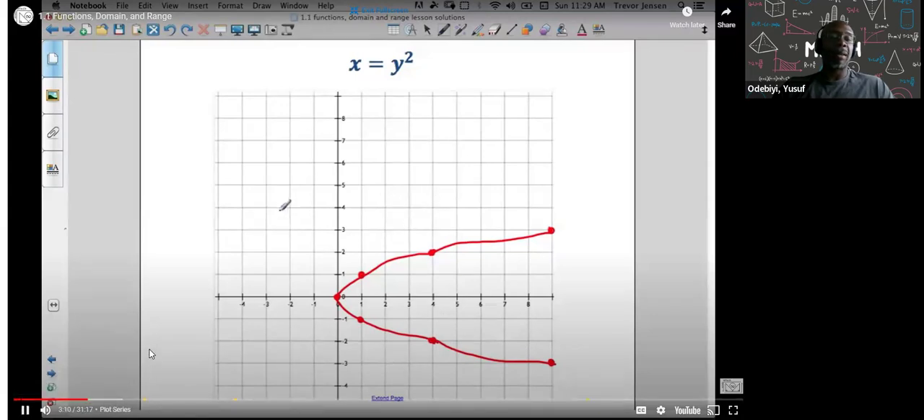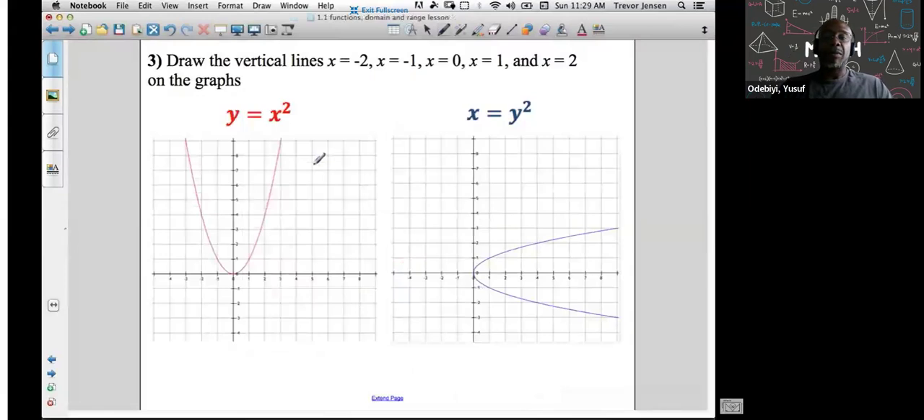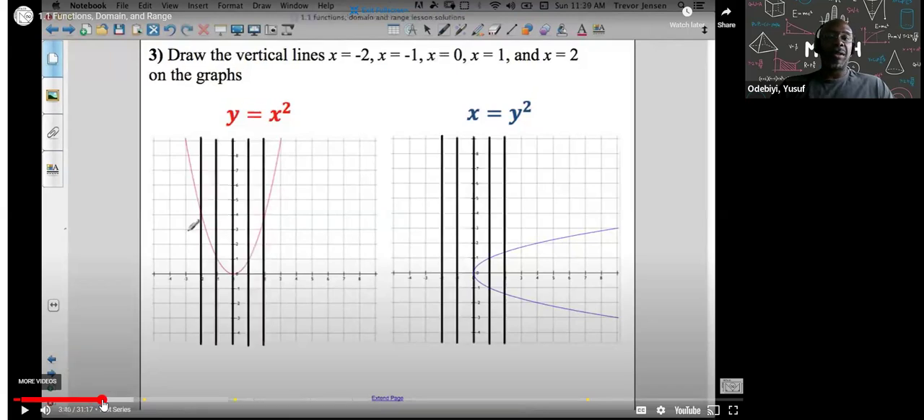I'm going to use what's called the vertical line test. Just to introduce you to the vertical line test, what we're going to do is draw vertical lines through x equals -2. He's going to draw a vertical line. If you draw a vertical line through here, you're only going to get one x value and y value. Over here, you're going to have an x value but two y values.